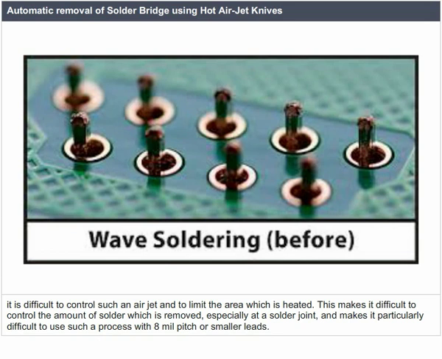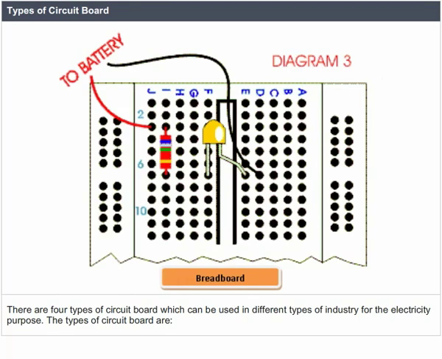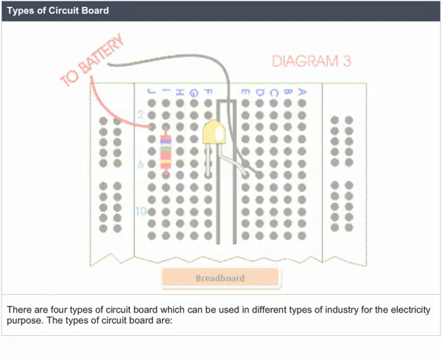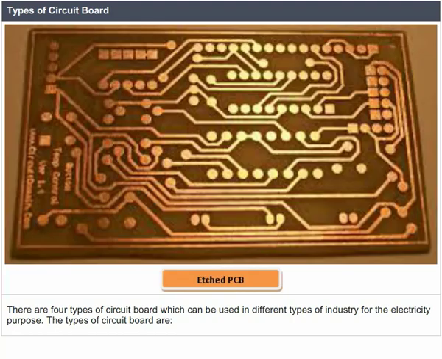This makes it difficult to control the amount of solder which is removed, especially at a solder joint, and makes it particularly difficult to use such a process with a middle pitch or smaller leads. Types of circuit board. There are 4 types of circuit board which can be used in different types of industry for the electricity purpose. The types of circuit board are breadboards, perf board, etched PCB, strip board.